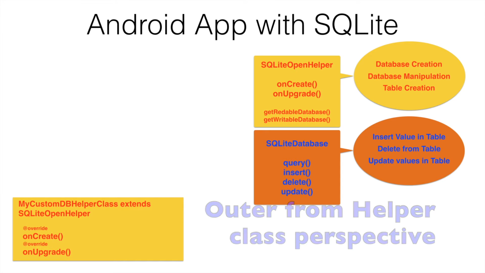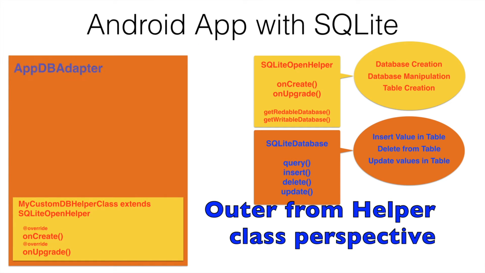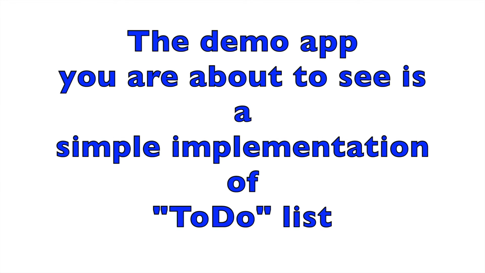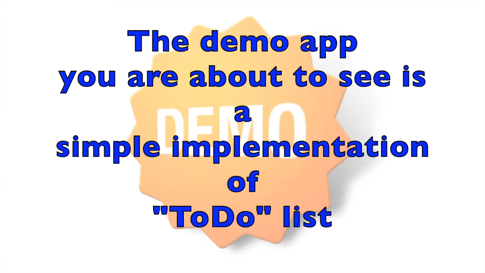We will create another outer class, which we are going to call DBAdapter. We will have methods to do add, remove, get, and modify operations. And we will utilize the query, insert, delete, and update methods of the SQLiteDatabase to do the CRUD operations. It's now better to see this in operation through a demo.